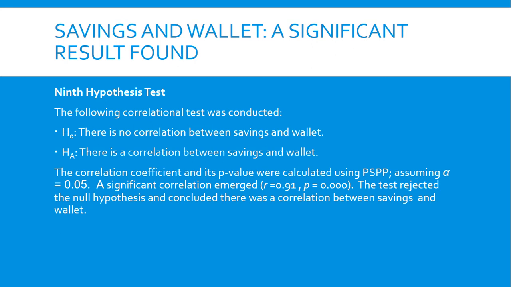Ninth hypothesis test between the variables savings and wallet. The R value was 0.91. The p-value was 0.00. The test rejected the null hypothesis and concluded that there was a correlation between savings and wallet.